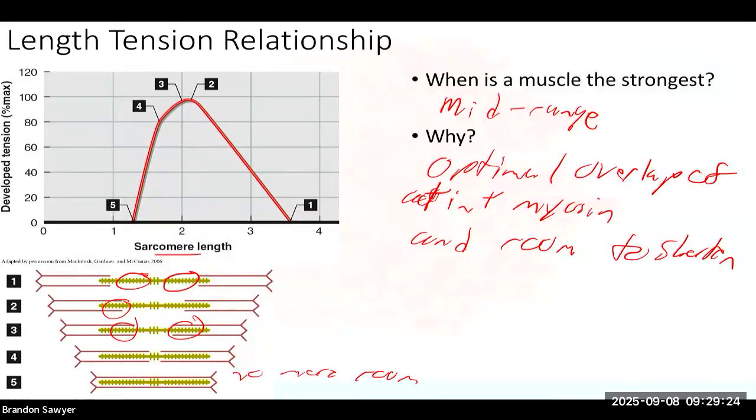Does the graph correlate to when the muscle is the strongest, or is it kind of a mix? Yeah, probably both 2 and 3 right in there. Somewhere just in that top range, where the tension development is closest to max.